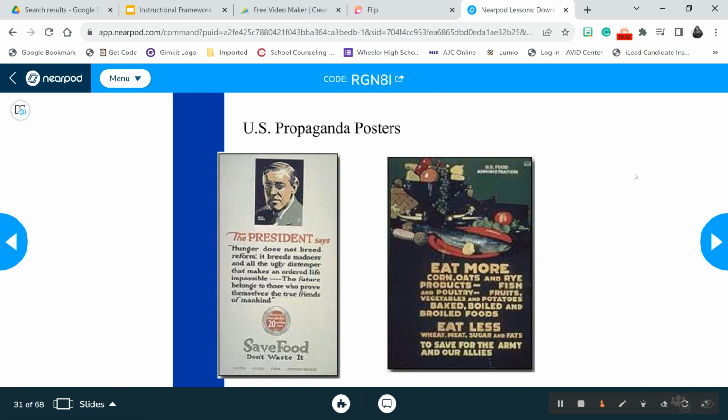This is a poster right here where it says the president says, save food, don't waste it, because everything's going towards a war effort. Belt buckles, food. If you can, donations. You know how we all do like the drives for Thanksgiving, like canned food drives? That's really based on what happened during World War I and World War II. Y'all got me so far on that? Does that make sense? Okay. All right. Questions so far? Nope. We good? All right.